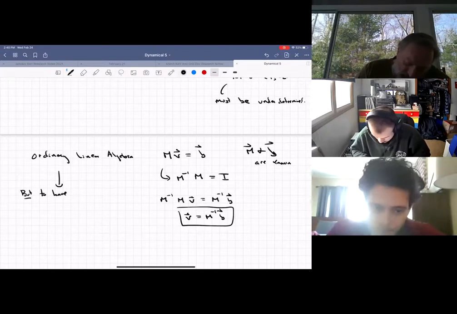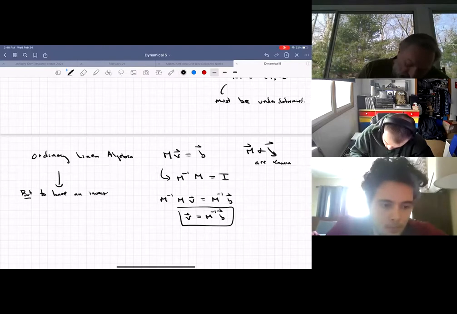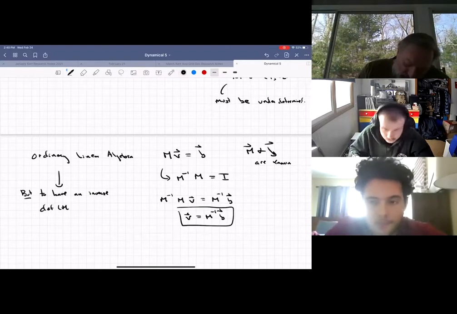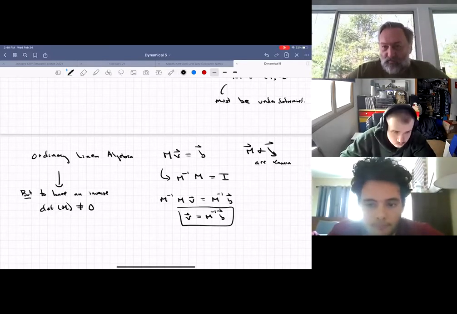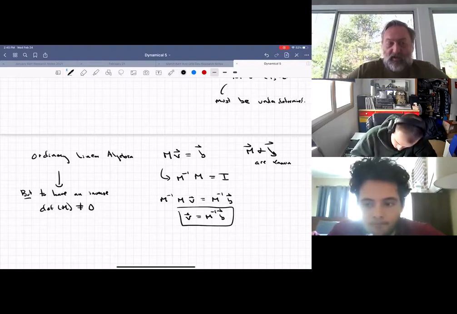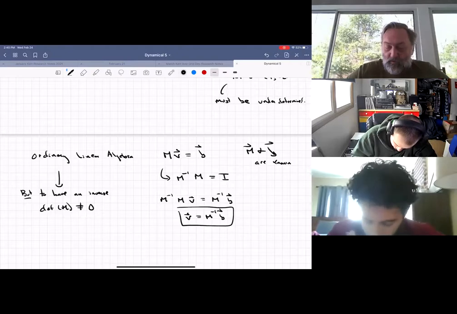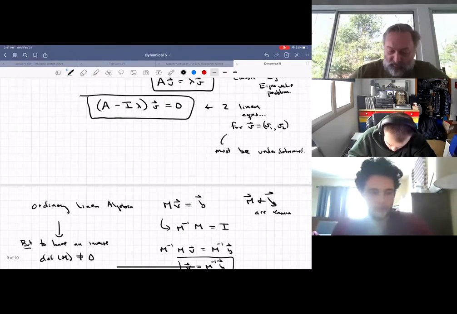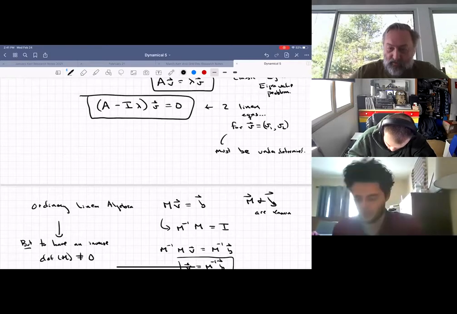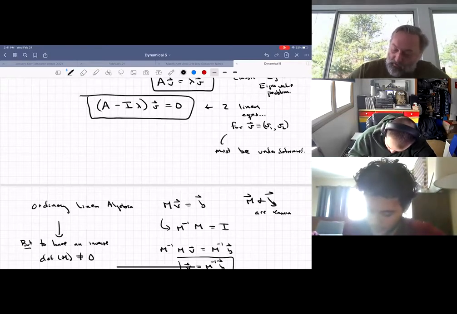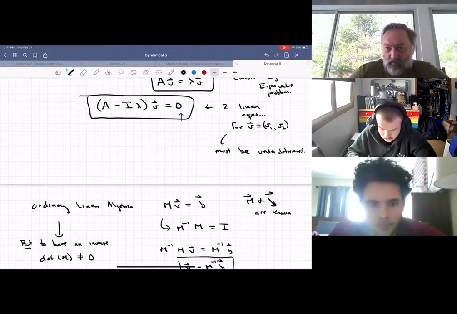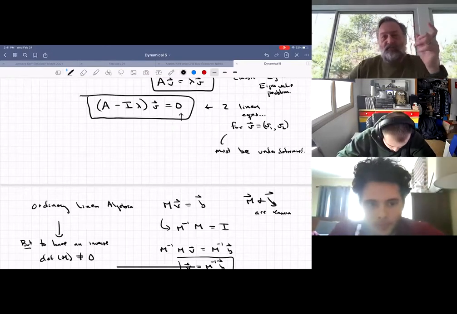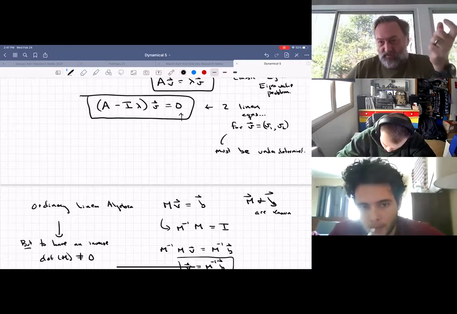But to have an inverse, the determinant of M cannot be 0. In order for M as a matrix to have an inverse, its determinant cannot be 0. Now, the eigenvalue problem is different. Instead of having a B on the right-hand side, I have a 0. And so if the matrix that was in front of V has an inverse, then the only solution is V is equal to 0.